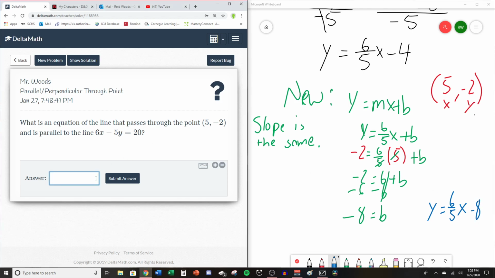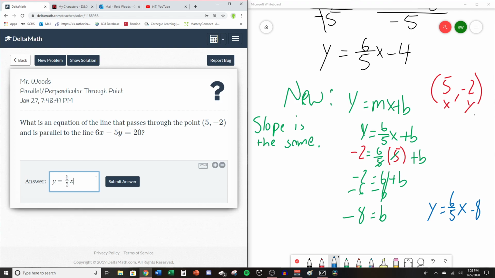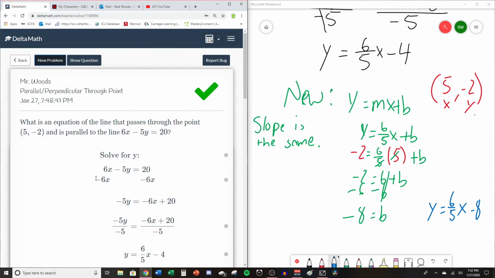Over here, you're going to see I'm going to type that in. My final answer needs to have that y equals. I'm going to do 6 divided by 5 x minus 8. If I submit that, yes, I get it correct.